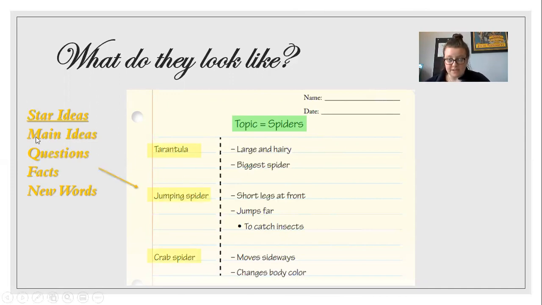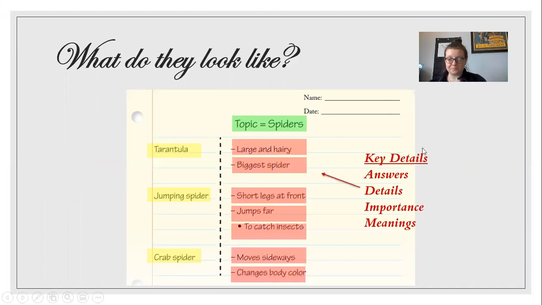The left column, like I said, are your star ideas. That's where, as you're reading or as you're viewing a documentary or a short video, in the left column, you'll jot down notes of those star ideas. Those are main ideas, questions you might have, facts that you find interesting, new words that you've learned, any of those big ideas. And then on the right-hand column, you're going to put the key details. Those are answers to the questions you pose, details that expand on the main ideas that you've learned about, the importance of some sort of a fact that you brought in, meanings of new words that you found, okay?